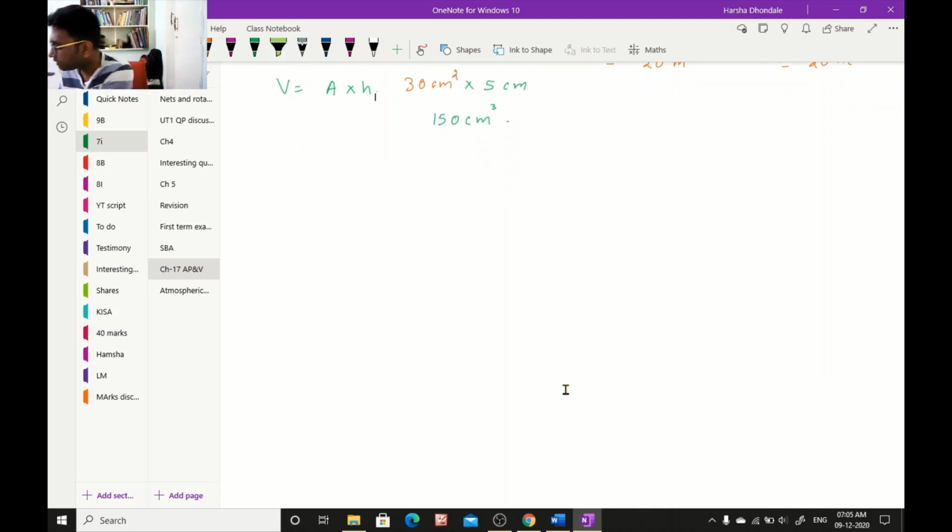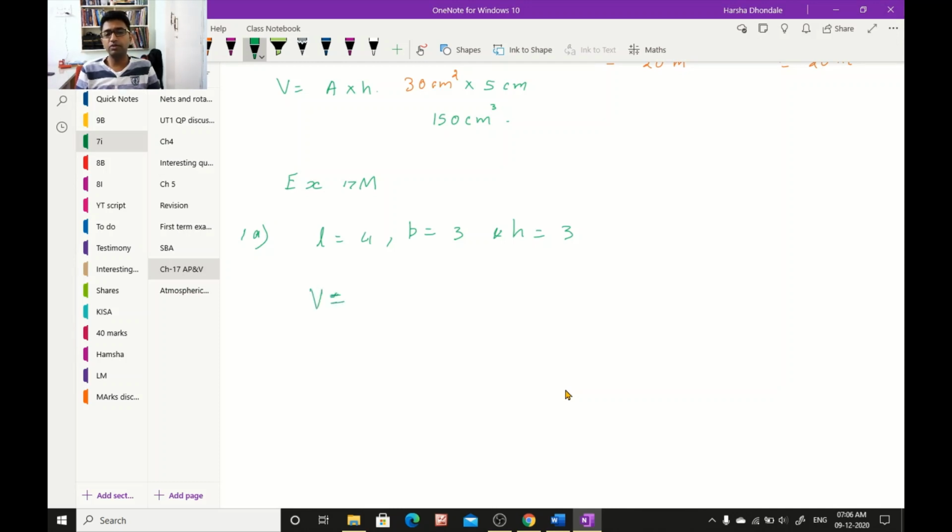The problems that we'll be solving from this concept of volume is exercise 17M, 1A and 1B. We'll solve exercise 17M, 1A first. What is the problem? Find the volume of these cuboids. So 1A, the measurements are length equals 4, breadth equals 3, and height equals 3, and the measurements are in centimeter.